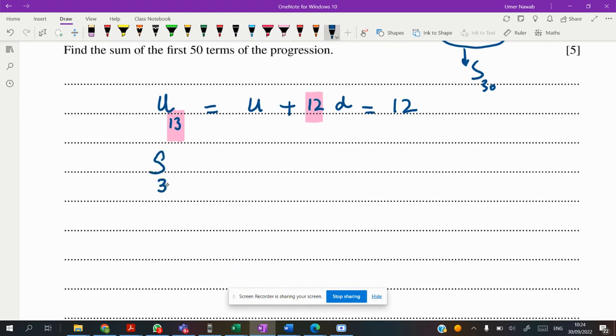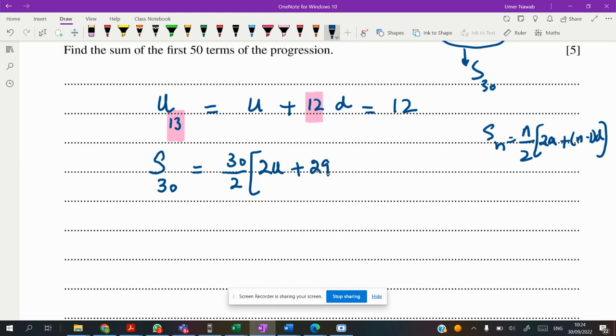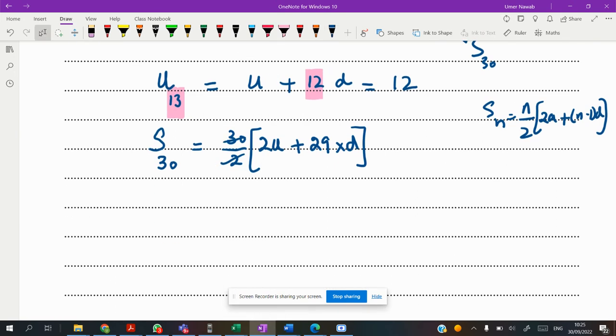So I'm going to write S30. Can I write the formula for S30? Yes. Let me write the formula again. Sn is equal to n over 2, 2a plus n minus 1 d. So 30 over 2, 2, what is the first term? It is u. 30 minus 1 is 29 times the common difference d. Can I cancel 2 with the 30? So it gives you 15 times 2u plus 29d.